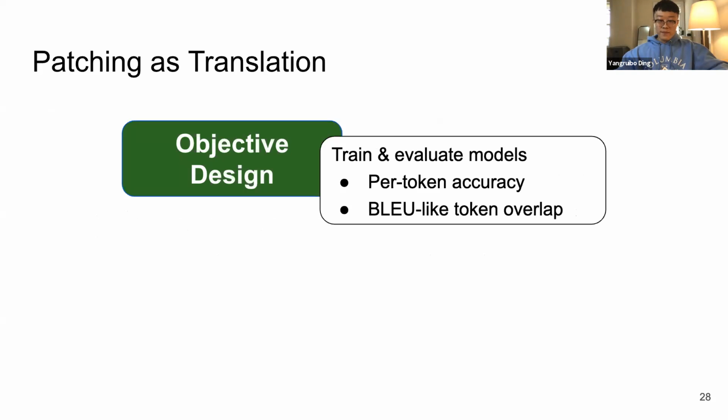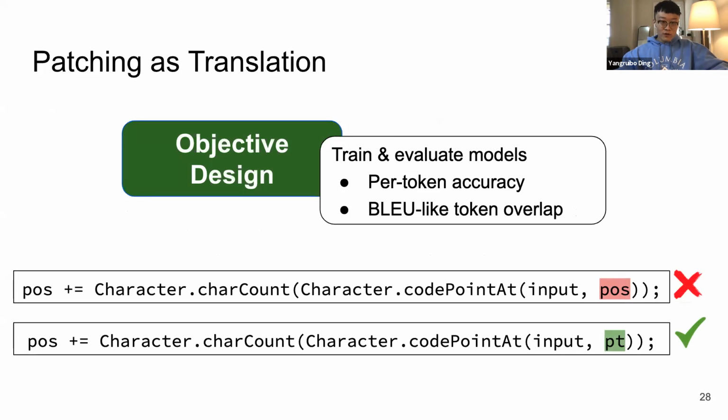For the objective design, translation models emphasize per-token accuracy, like BLEU-like token overlap metrics, to train a model. However, from the example, we again intuitively argue that might not be the case for patching. The bug and repair often share a large identical prefix and suffix with a few different tokens somewhere in the middle. As such, we must question the validity of an objective function that values per-token prediction quality so strongly.